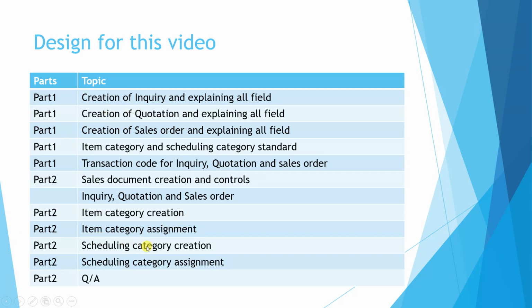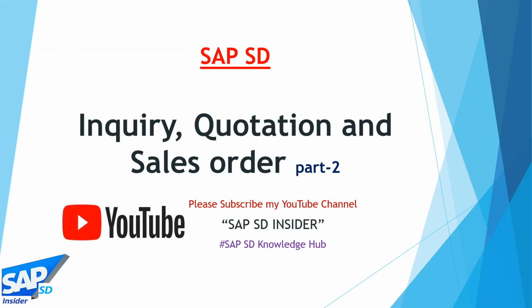Okay, in the first part I have completed up to transaction codes and inquiry, quotation, sales order creation and all fields explanation. After that, in part 2: sales document creation and control, and inquiry, quotation and sales order, also item category creation, item category assignment, schedule line category creation and schedule line category assignment, and some important questions in this. So this is about our sales order, inquiry, quotation and sales order part 2 video.